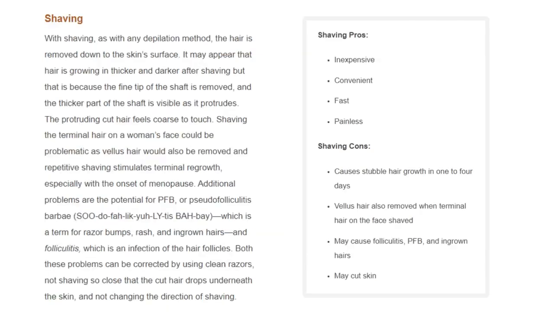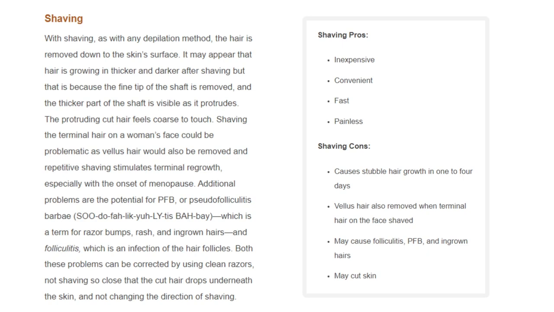Shaving. With shaving, as with any depilation method, the hair is removed down to the skin's surface. It may appear that hair is growing in thicker and darker after shaving, but that is because the fine tip of the shaft is removed, and the thicker part of the shaft is visible as it protrudes. The protruding cut hair feels coarse to touch. Shaving the terminal hair on a woman's face could be problematic as vellus hair would also be removed, and repetitive shaving stimulates terminal regrowth, especially with the onset of menopause.